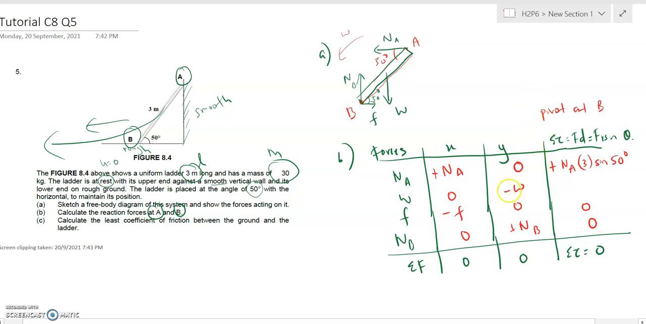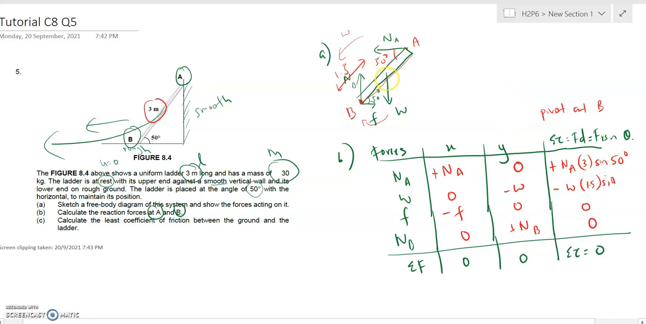Okay, and then look at my weight. My weight is going down. If this is my pivot and I rotate, it will be clockwise, so it is negative. So negative W. The distance here we will choose half because weight is always at half. This one is 3, so half will be 1.5. So it will be 1.5 sin.